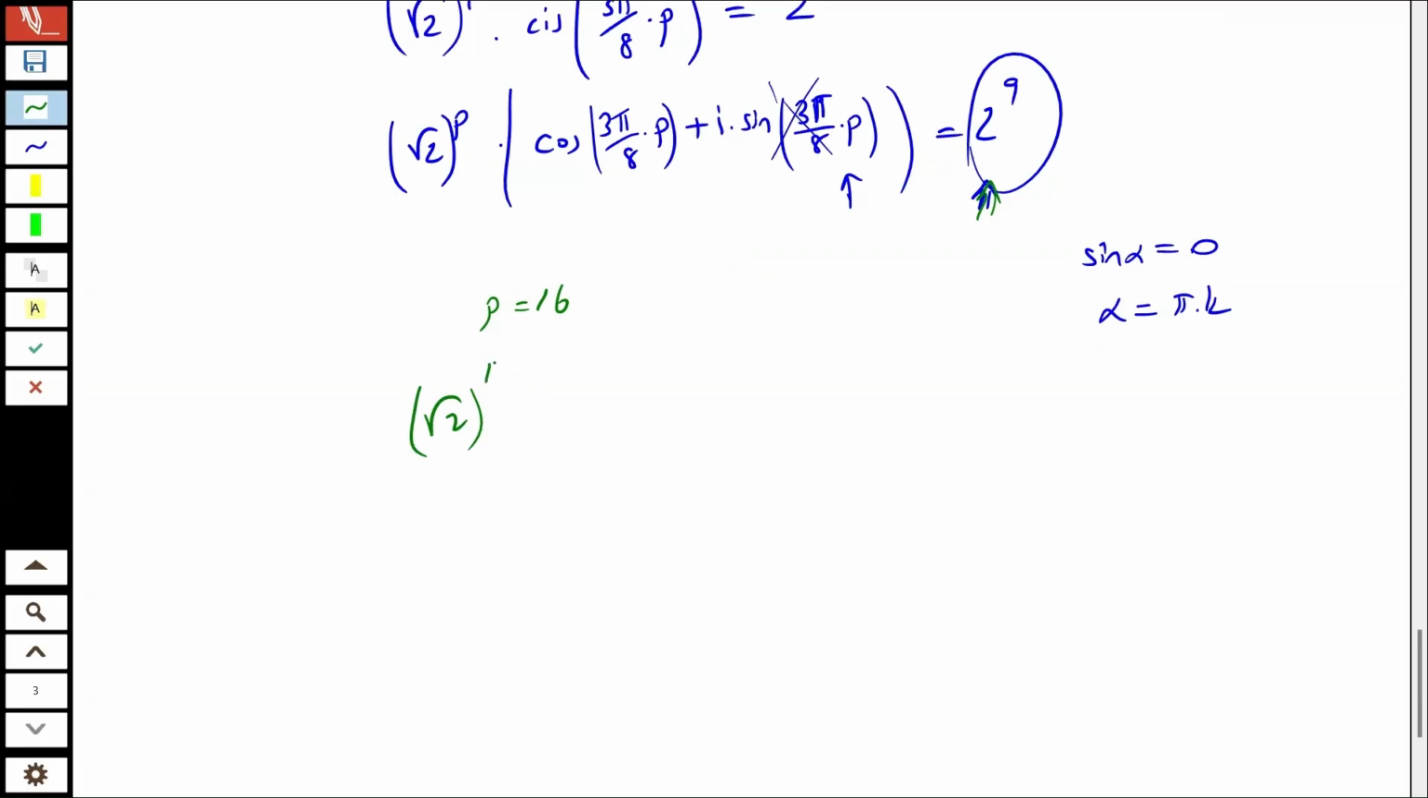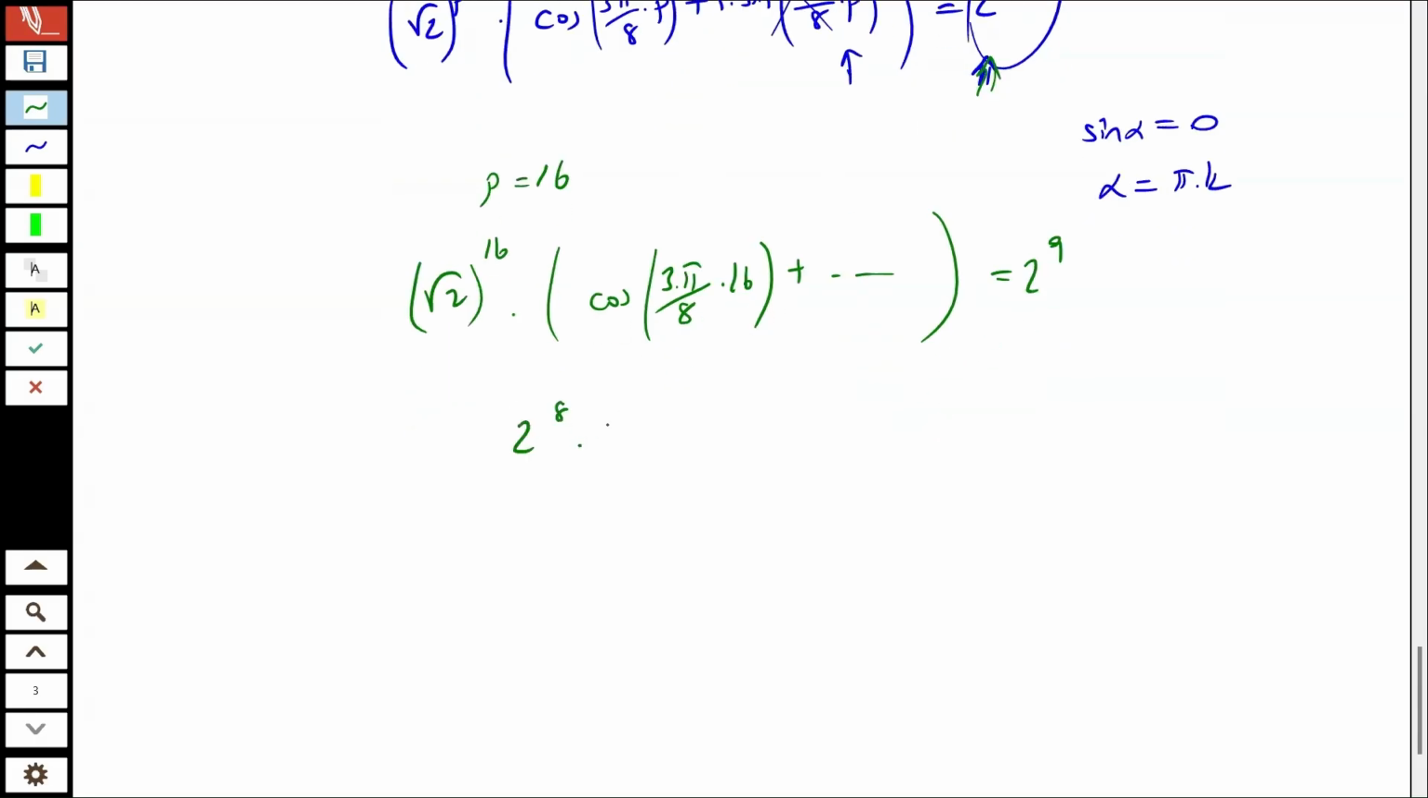P is 16. In this case, you can see from here square root of 2 to the power of 16 times cosine 3 times pi over 8 times 16 plus, I'm not writing here, the sine part is already gonna be 0, which is 2 to the power of 8 cosine 6 times pi plus 0. It means 2 to the power of 8 because cosine 6 times pi is 1. So Q is 8.